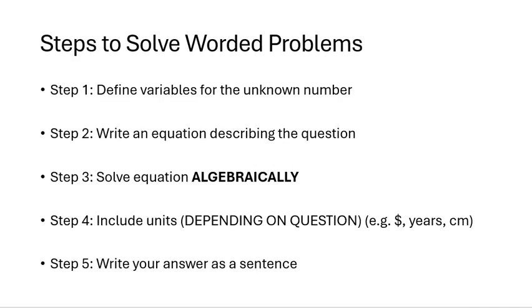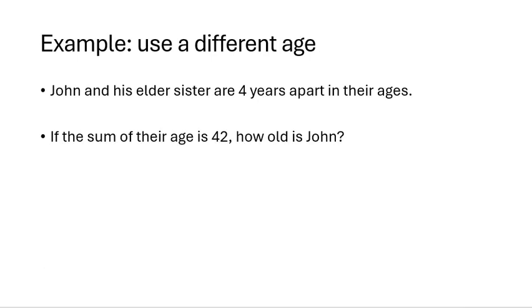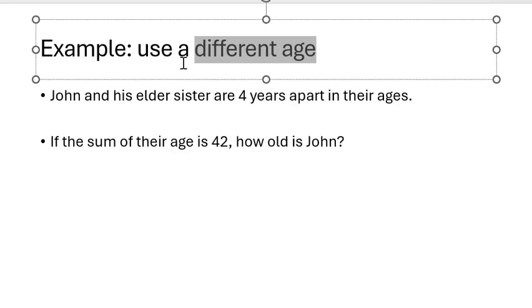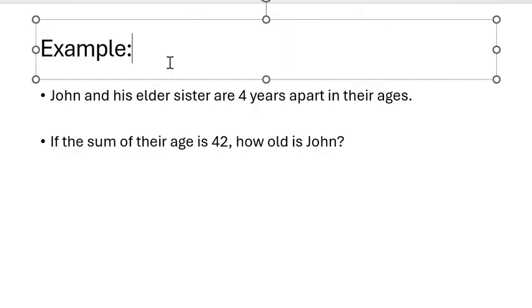So how are we going to do it? Step 1, define variables for the unknown number. Step 2, write an equation describing the question. Step 3, solve the equation algebraically. Step 4, include units. Now, this just depends on the question, so you must have some common sense when it comes to this part. And then step 5 is write your answer as a sentence, okay? So you have some examples here. This is like an age gap question, okay?